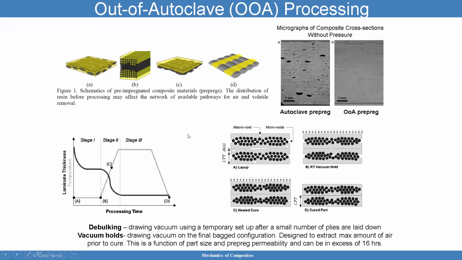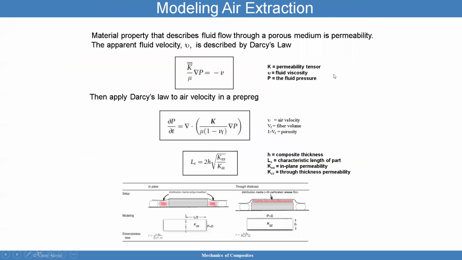You have debulking, which is drawing vacuum using a temporary set of, after a small number of plies are laid down. You have vacuum holes, which are drawing vacuum on the final bag configuration, and that's designed to extract the max amount of air prior to cure. This is a function of part size, prepreg permeability, and can be in excess of 16 hours. So very, very interesting stuff. So here again, you can see autoclave prepreg and out-of-autoclave prepreg, the differences there. Now, there's a lot of modeling that has been done.